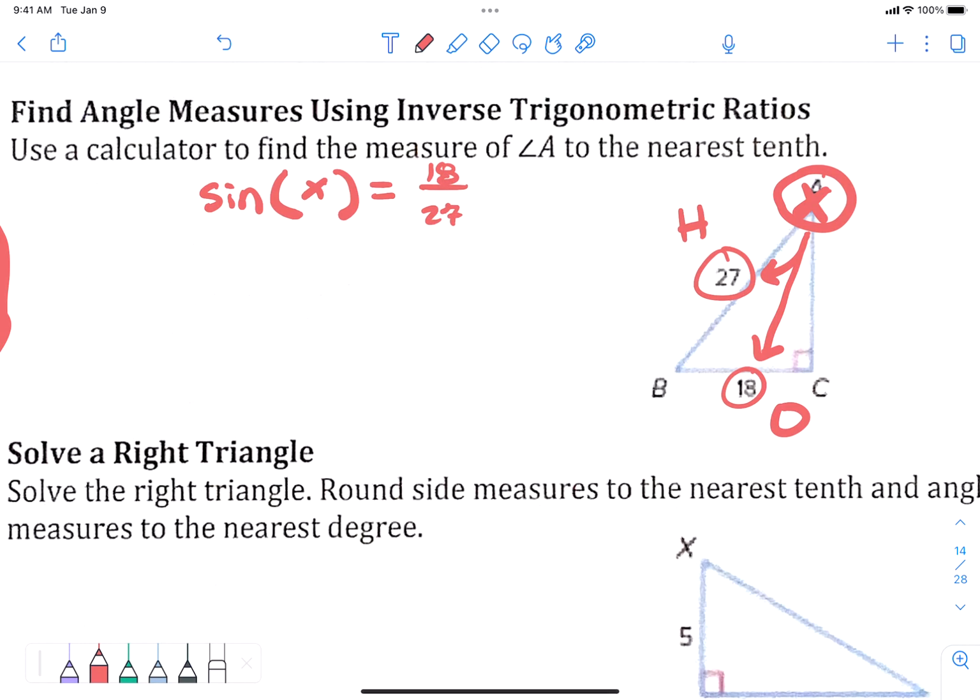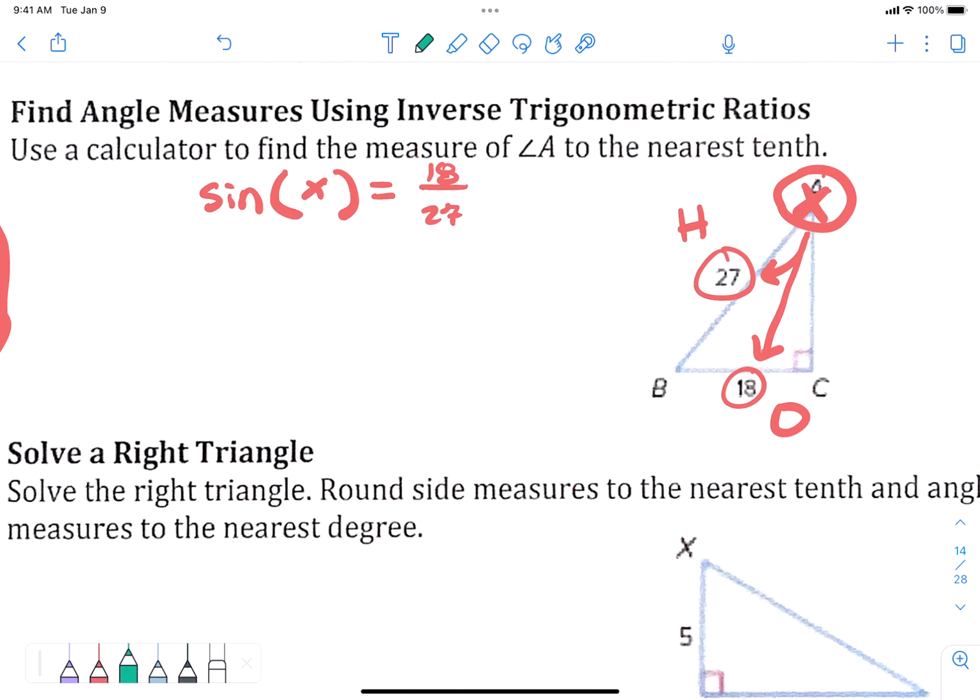So do you see the difference? Now we have the variable, the thing that's missing is the angle, and over here we have two things, which is fine, okay? Now, technically 18 and 27 would reduce, but you don't have to reduce it if you don't want to. You can call that 2/3, because they both would divide by 9, but you don't have to reduce it at all if you don't want to, okay?